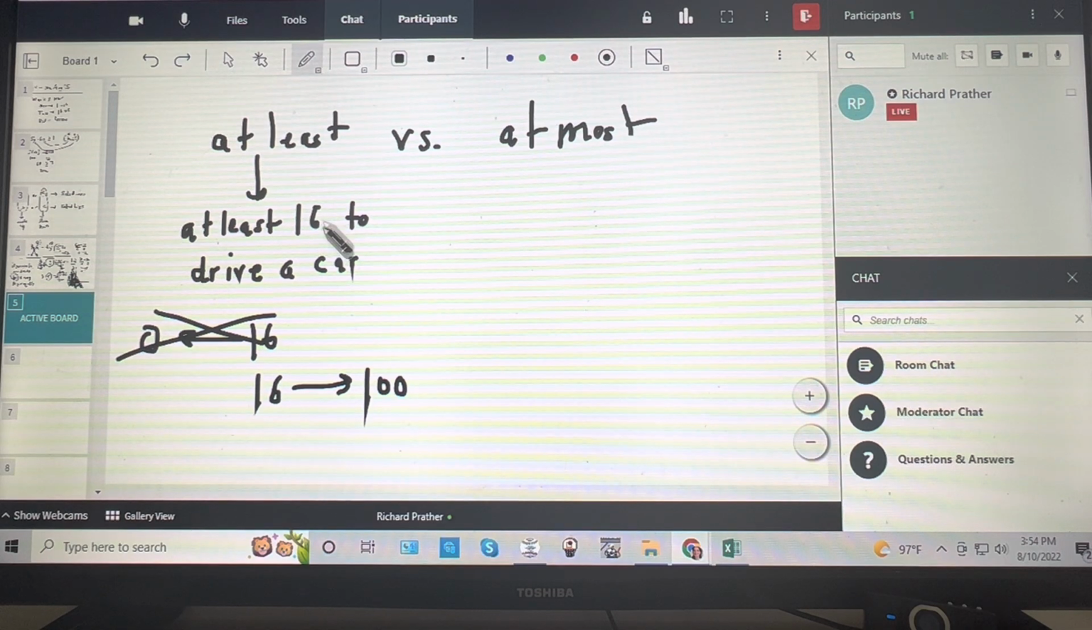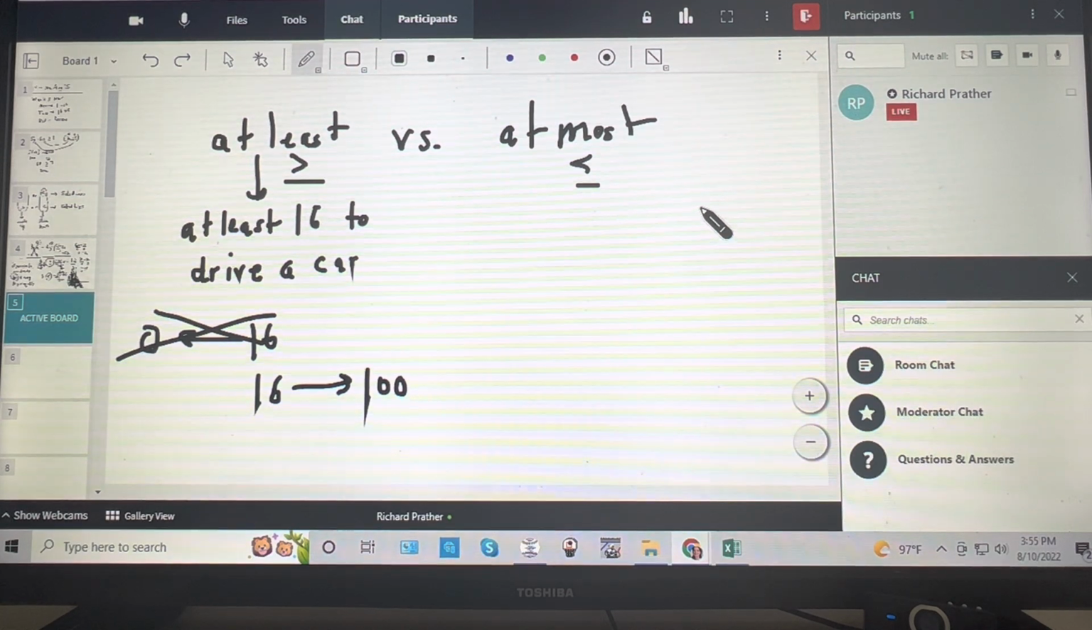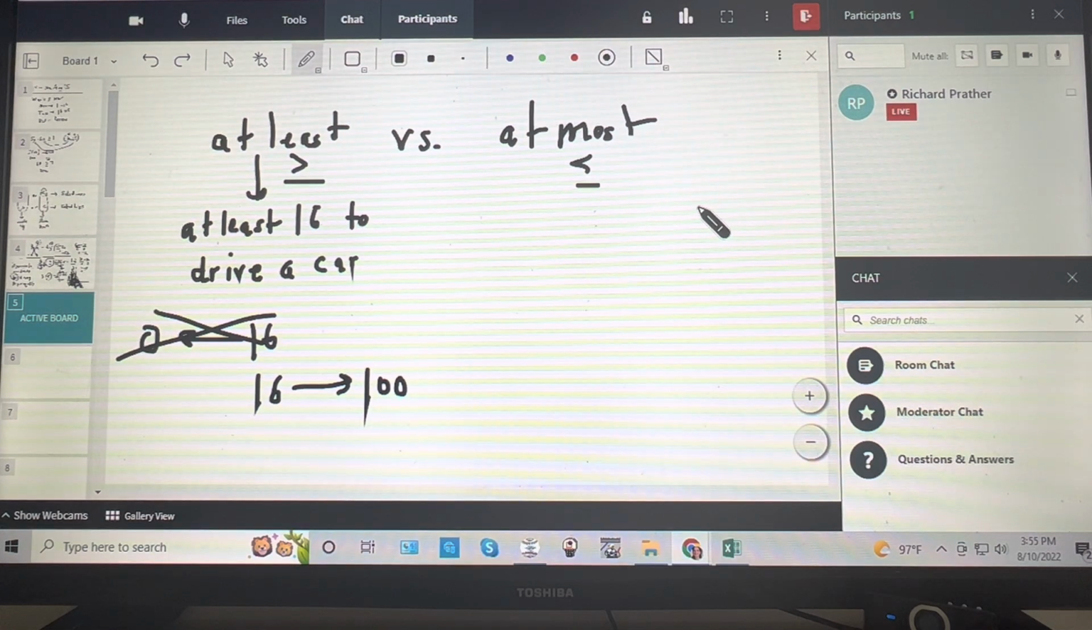So that means at least is greater than or equal to. You can be 16 exactly or higher than that. At most is the other one, less than or equal to. So if I get one that's at least, I know that's the one that's that and higher. If I get at most, it's the other way around.